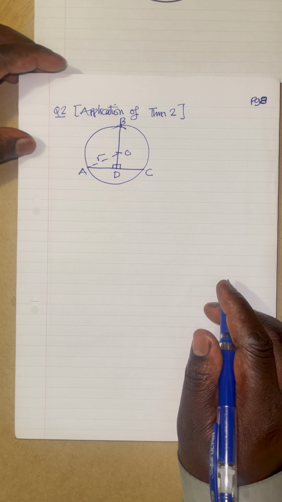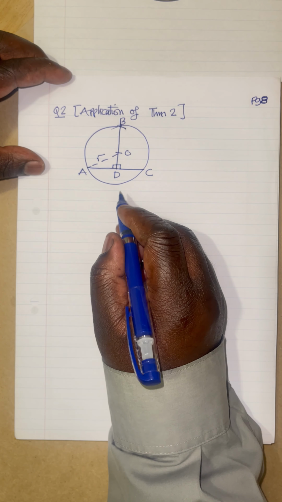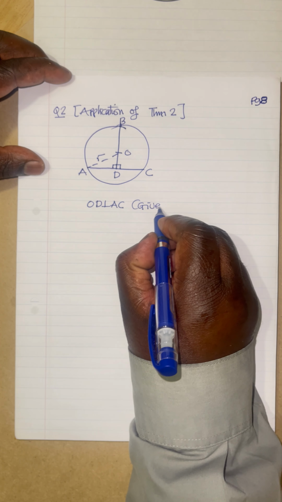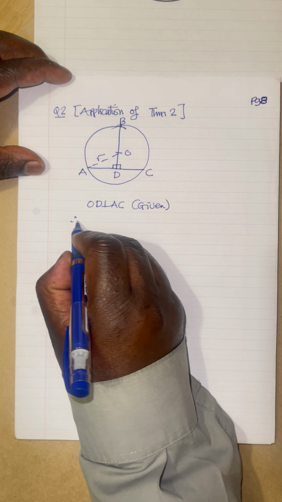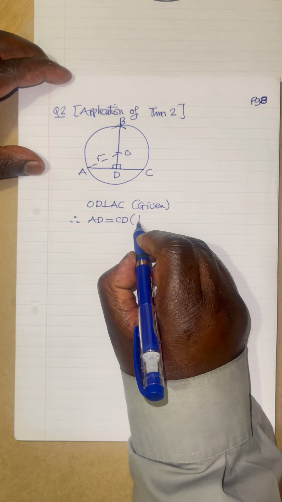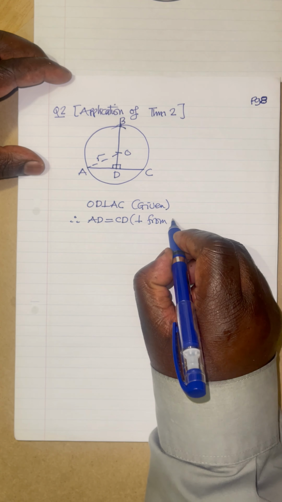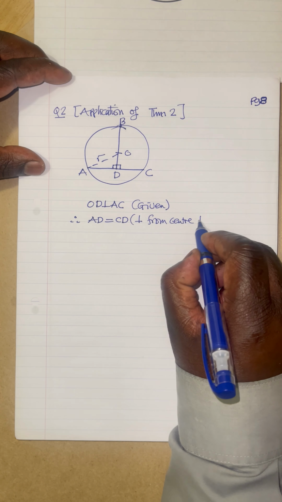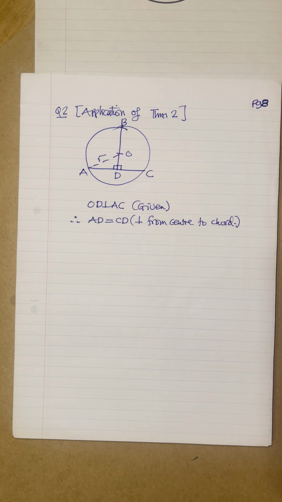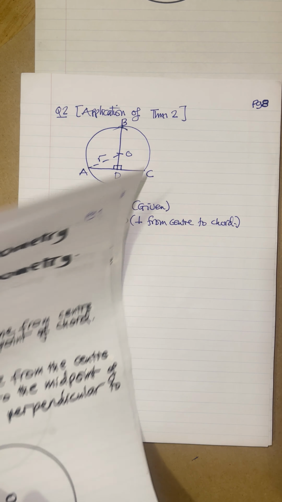Now what do we know? Well, first we're going to say OD is perpendicular to AC. This has been given. We can say, therefore, AD is equal to CD. Reason for that is perpendicular from center to chord. Check theorem number 2, the name of theorem number 2. I'm going to just get it now. Here it is.